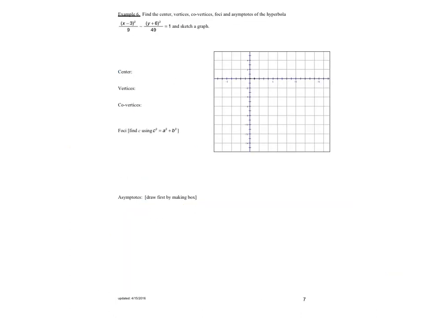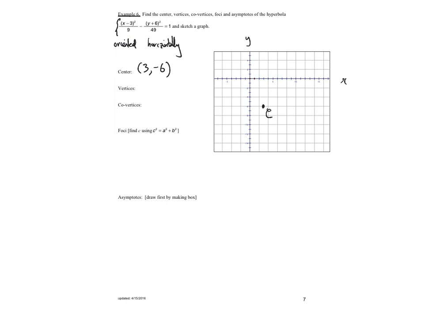Let's see a few more examples, because practice makes perfect. So here, we're given the equation of our hyperbola. We want to find all those classic points and sketch the graph. So first thing that jumps out at me is the positive term is the x term. So we're going to be oriented horizontally. And I can read off that the center is 3, negative 6. Right there. So that's my curly C center.